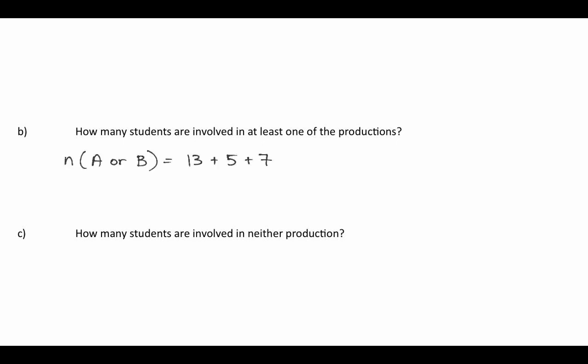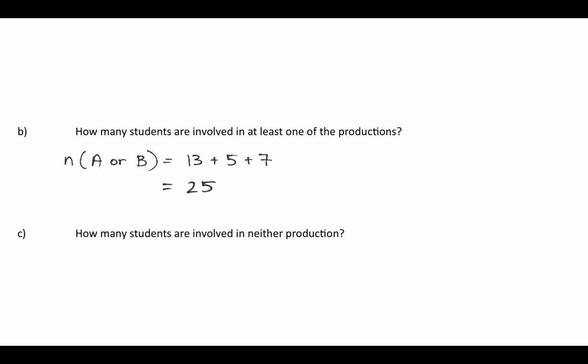This is basically asking for the union of the 2 sets. How many students are involved in at least one of the productions? One or the other or both. But no double counting. So here we'd have n, the number, in A or B, which is 13 plus 5 plus 7. And that gives us 25 students.